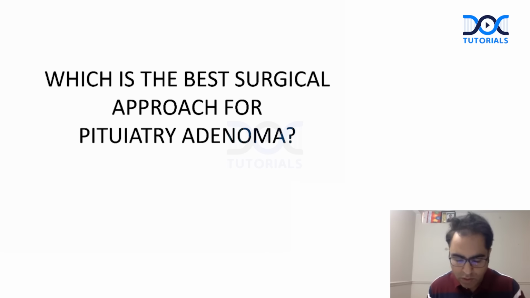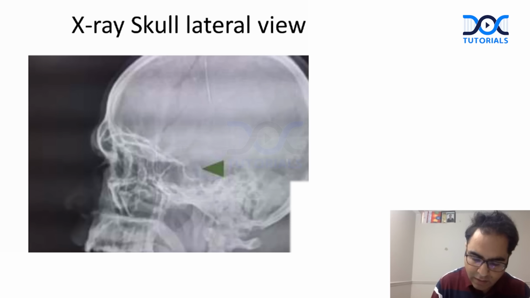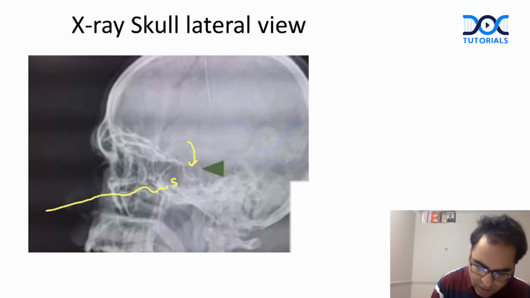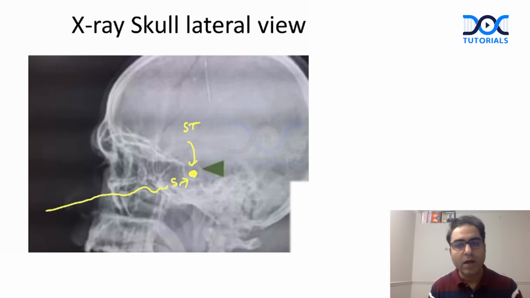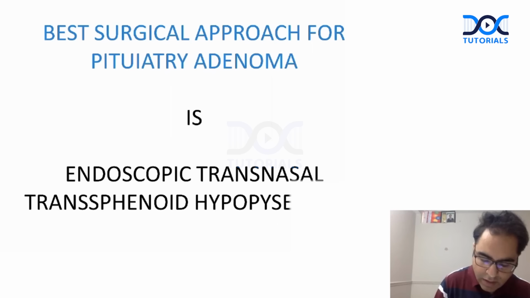How? If you go through the nose, for example, please see in the lateral skull x-ray, you can go through the nose like this, transnasal endoscopically, and enter the sphenoid sinus. Can you see this depression? This is the sella turcica. There's a gland here, and that gland has a tumor. So you can go through the sphenoid and reach the gland straight away. Rather than neurosurgery, we can do the pituitary adenoma surgery. The best surgical approach nowadays is endoscopic, transnasal, transsphenoid hypophysectomy.